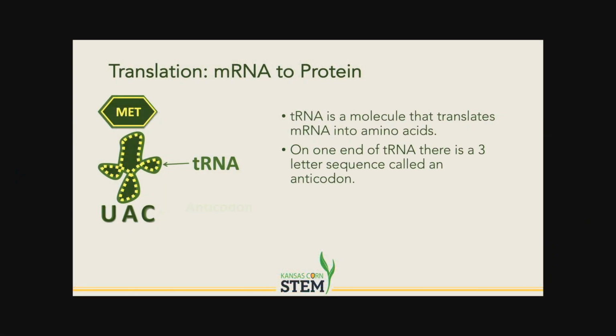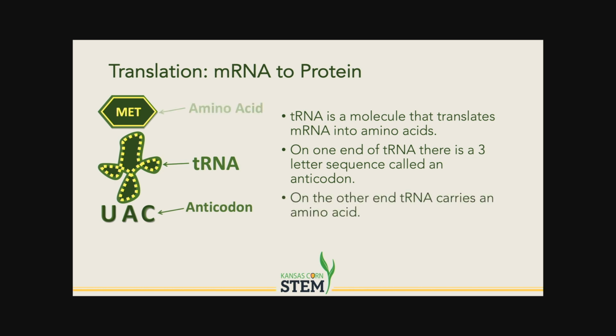In the cytoplasm of this cell, there are many, many different transfer RNA molecules. And those transfer RNA molecules, as you see in this picture, have an anticodon. The anticodon is going to pair with the codon that is on the messenger RNA. On the opposite end of that transfer RNA, there's an amino acid. And those amino acids are going to be linked together to build our protein.